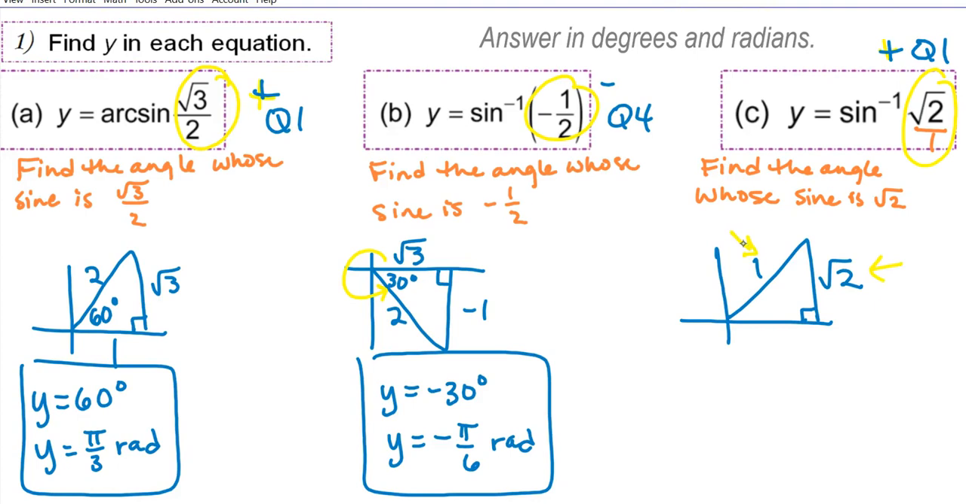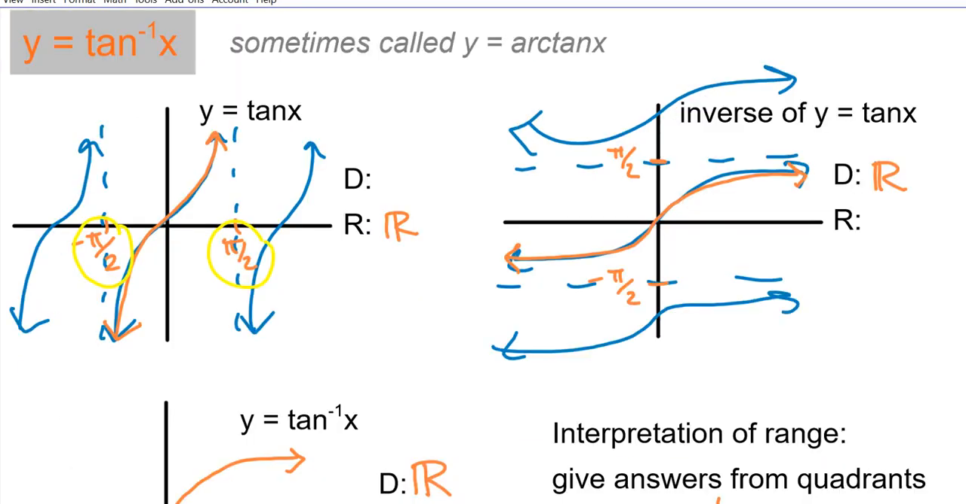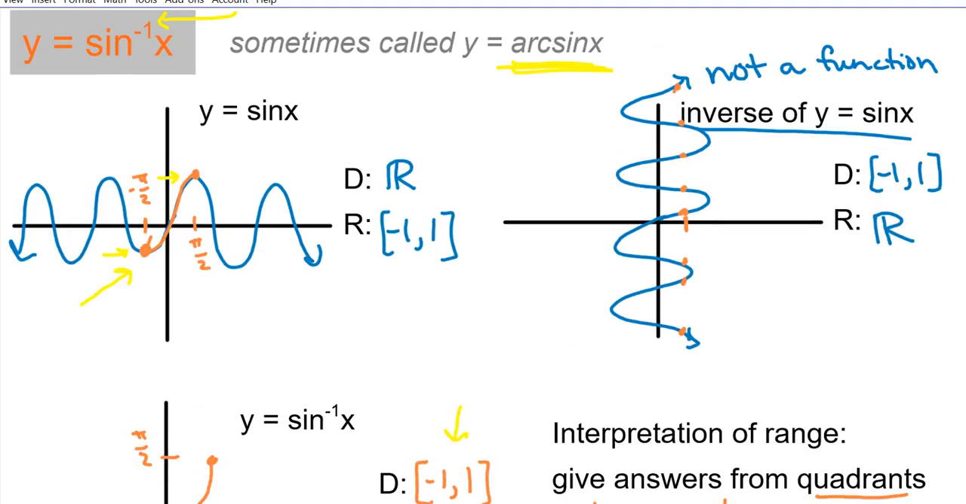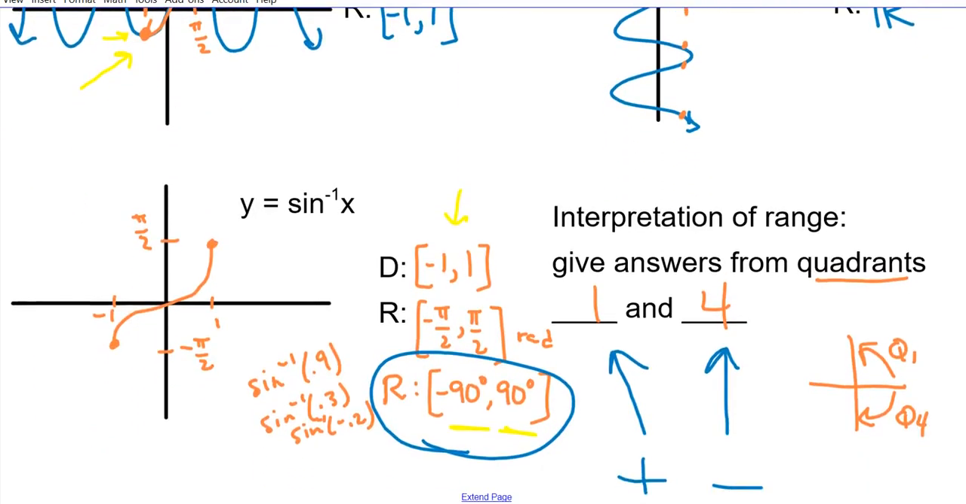And if you think about it another way, your normal sine graph only goes up as high as 1. It doesn't go up to a height of square root 2, so there's no way to find an angle that had a sine value of square root 2. So this has no solution. We can also tie this into what we said earlier, that the domain of the inverse sine graph has to be from negative 1 to 1, and square root 2 is outside that domain.